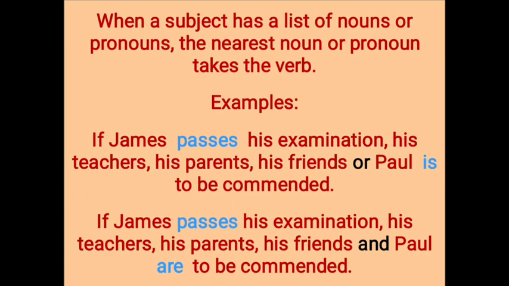Note that this is not the case in the second example. Paul is nearer to the second verb position, and it is taking a plural verb. Why is this? This is so because the first sentence has all, while the second one has and.